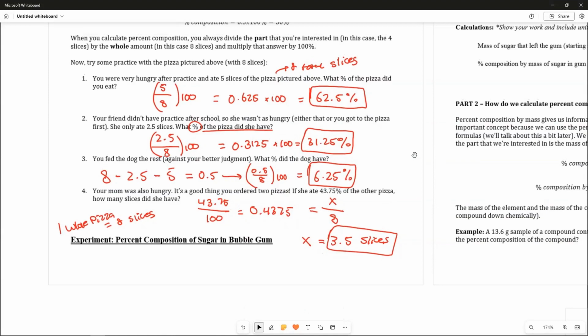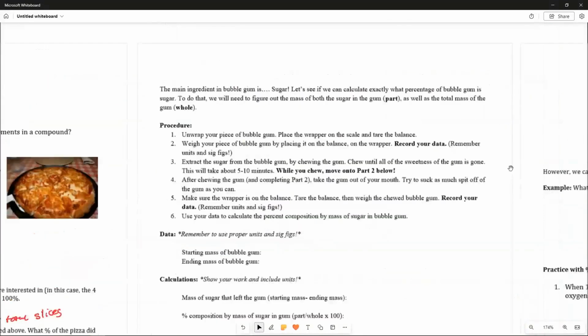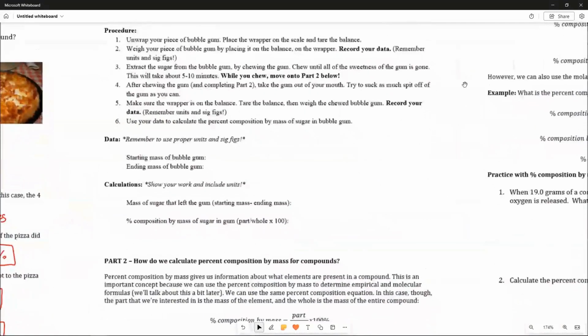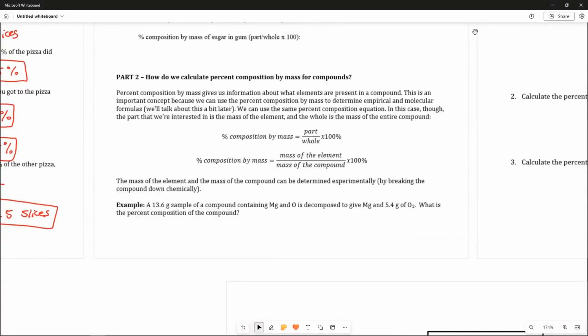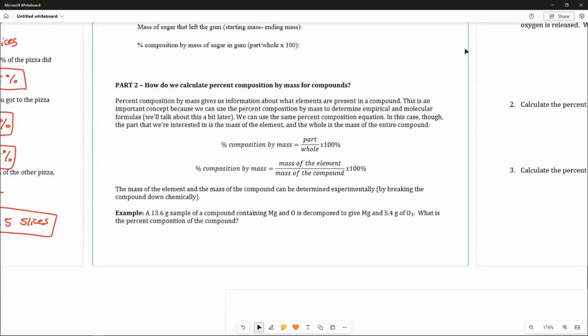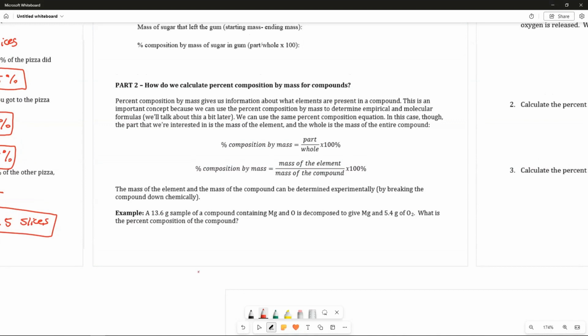Alright, skipping on and moving forward, ignoring the bubblegum experiment, which you will do in your labs in class. Let's take a look at how to calculate percent composition for mass of compounds. Alright, not much different here. Let's think about this. So it gives us percent composition by mass is part of a whole times 100. We just did this part, so we understand that part over whole means that if we have 5 out of 8 slices, that basically just becomes 5 over 8 times that 100 for the percentage at the end.